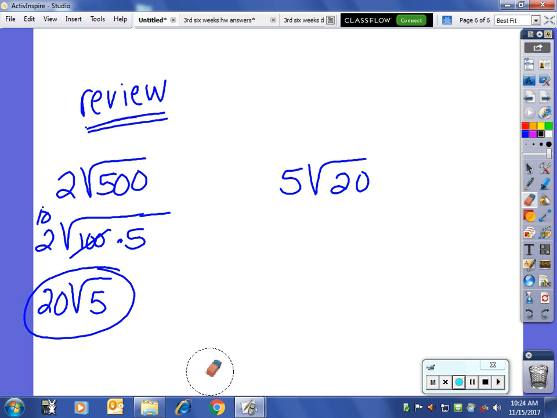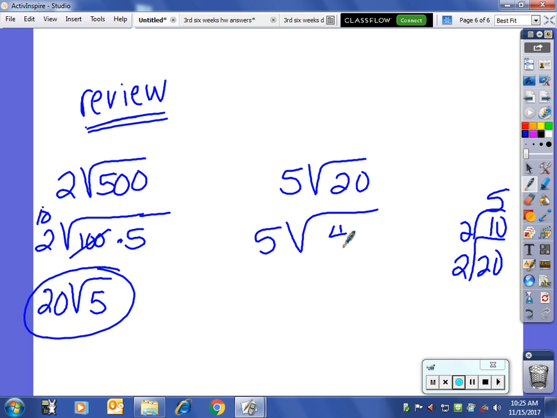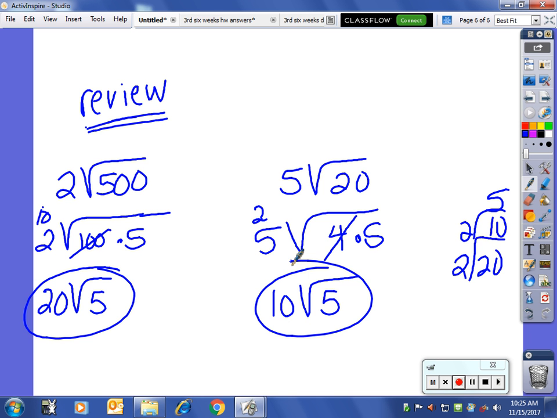All right, next one. 20 does have a perfect square. This one doesn't have as big of a perfect square. What's the only perfect square hiding in here? A 4. So 20 can be written as 4 times 5. The perfect square of 4 is going to come out as a 2. And there's already a 5 out there. So now I have 10 out there. And what stayed in? 5.